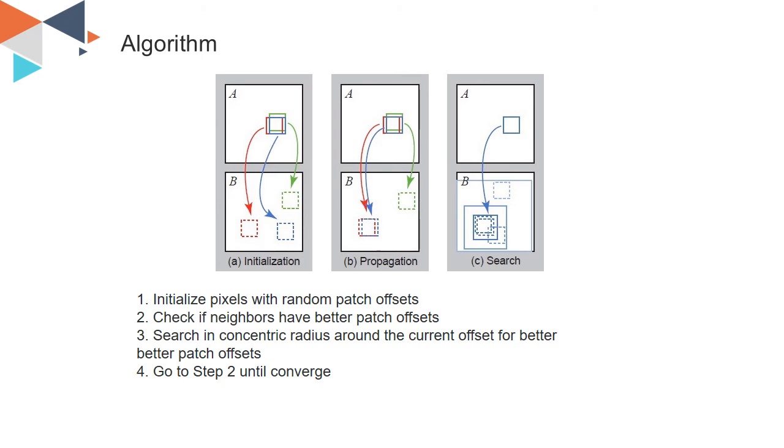The last step is random search. In this stage, we enlarge the search field. For each pixel, we search for better patches within a concentric region around the current offset. As the search goes on, we reduce the search radius step by step and get back to the original offset eventually.